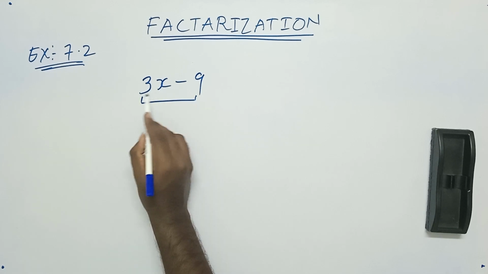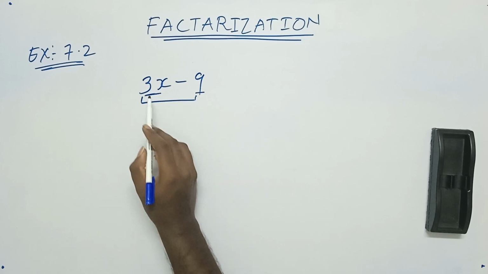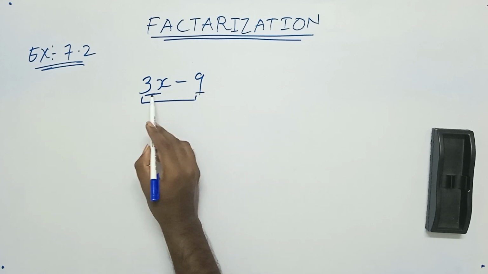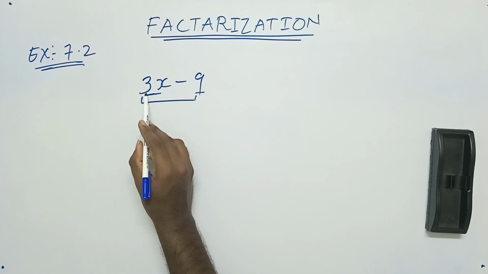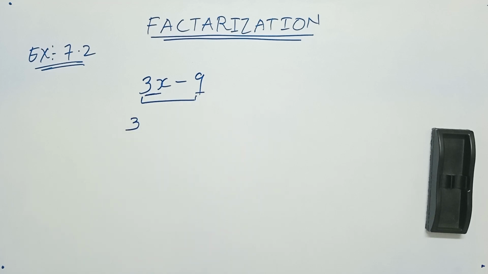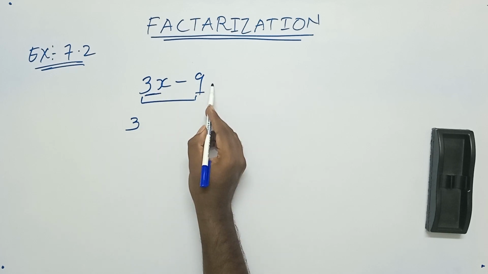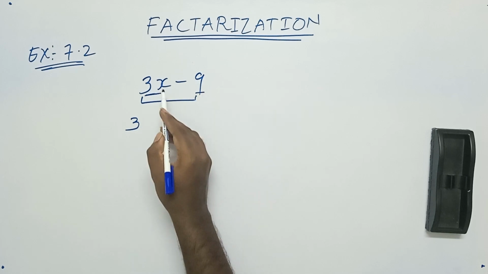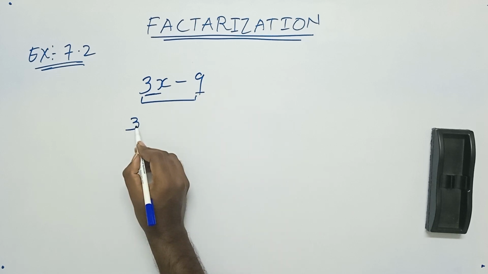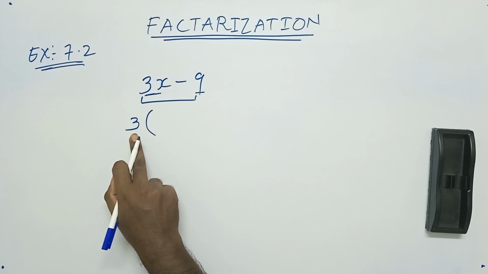We consider 3x as one term and 9 as another term. Now we are going to take common from both the terms. What is the HCF of 3 and 9? 3 is the HCF. There is no x in the second term, so we just leave it. Our HCF is only 3. So now we have taken 3 as a common.